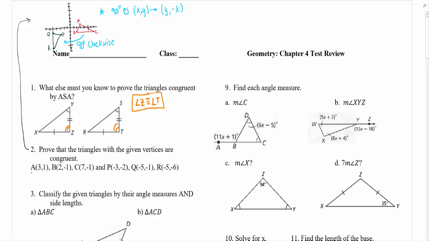So I'm going to come down here and we're going to do this one step at a time. This is part of our proof. This is really all we're doing, is showing that I can map these points onto one another. So I'm going to start with A, which is at 3, 1. I have B, which is at 2, negative 1. And C, which is at 7, negative 1. And I'm going to do a 90 degree clockwise rotation.